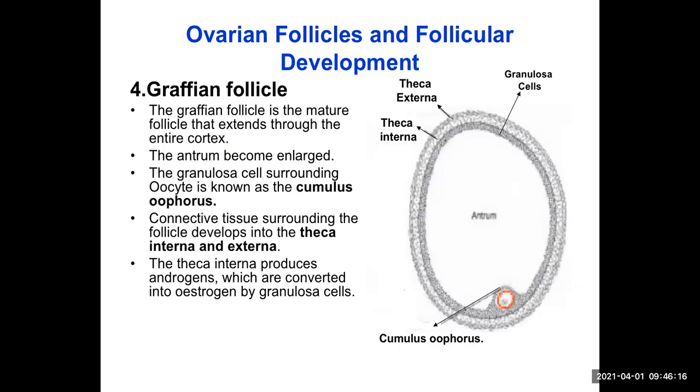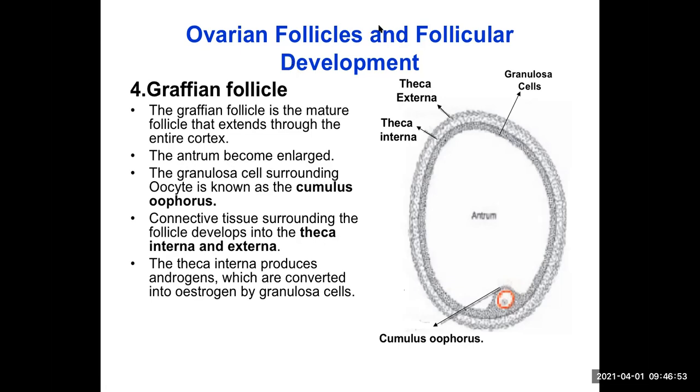Now the mature one is called the Graafian follicle. It's a mature follicle that extends through the entire cortex. And you all know that every month one Graafian follicle matures, and that is responsible for ovulation. The next month, the other ovary will release the ovum, so it alternates. In the Graafian follicle, the antrum becomes enlarged.